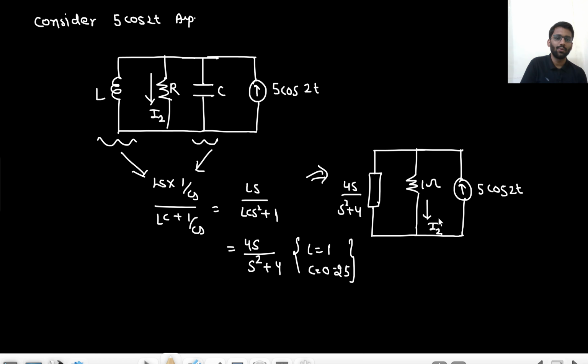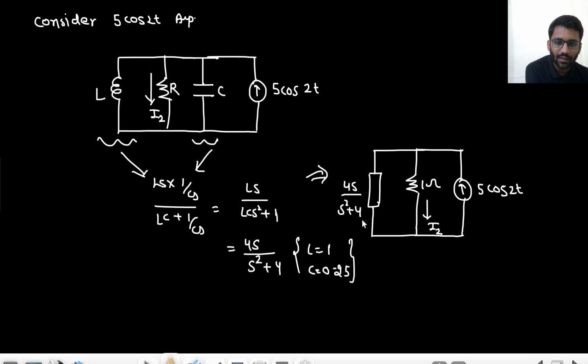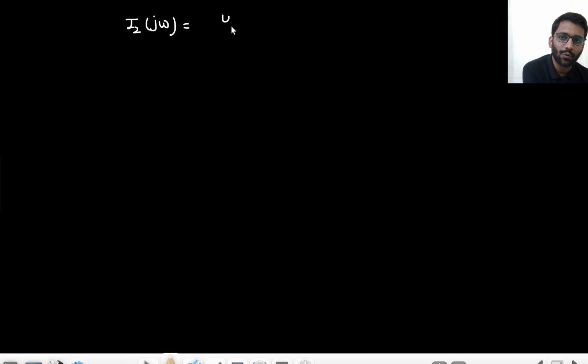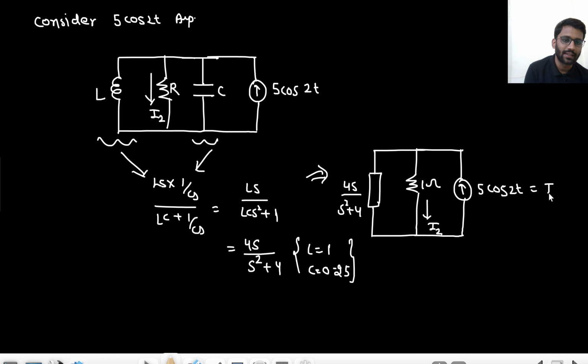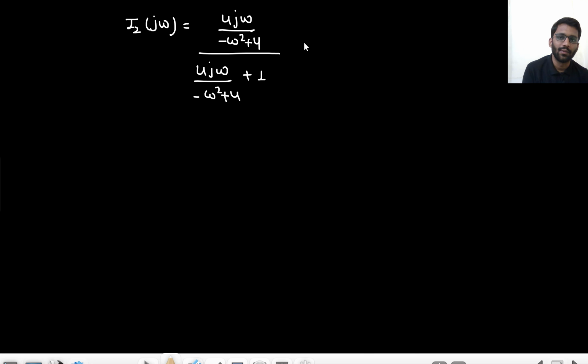Now you need to divide the current in inverse proportion. So what will be I2 of j omega? I2 of j omega will be 4j omega upon minus omega square plus 4, upon 4j omega upon minus omega square plus 4, plus 1.